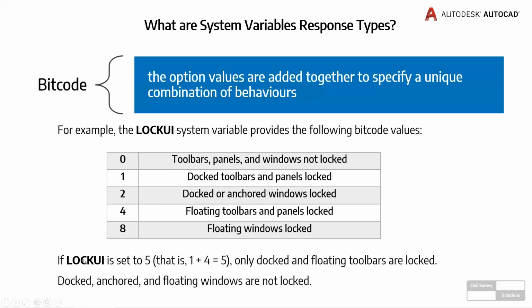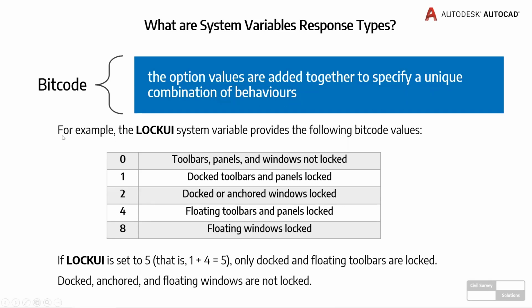If we have a look down the bottom here, if it's set to 5, that is 1 plus 4 equals 5. Only docked and floating toolbars are locked. Docked, anchored, and floating windows are not locked. So you can have any combination here. The way it's set up, they add up to separate numbers. You cannot have duplicate numbers, and it will calculate what settings are applied.